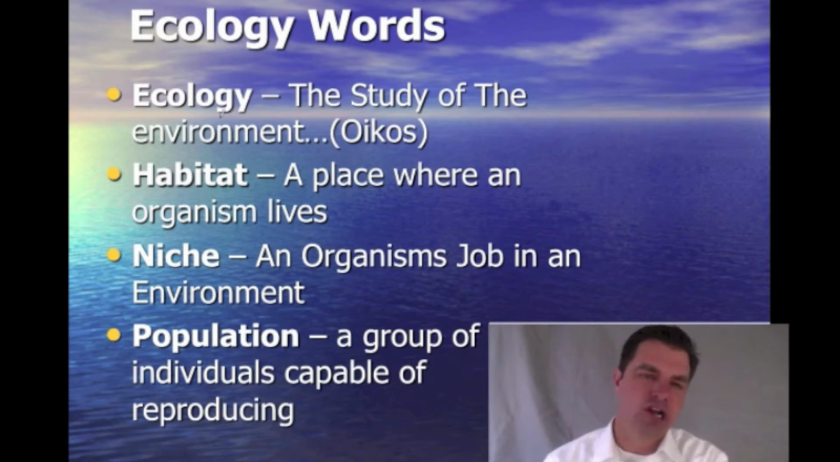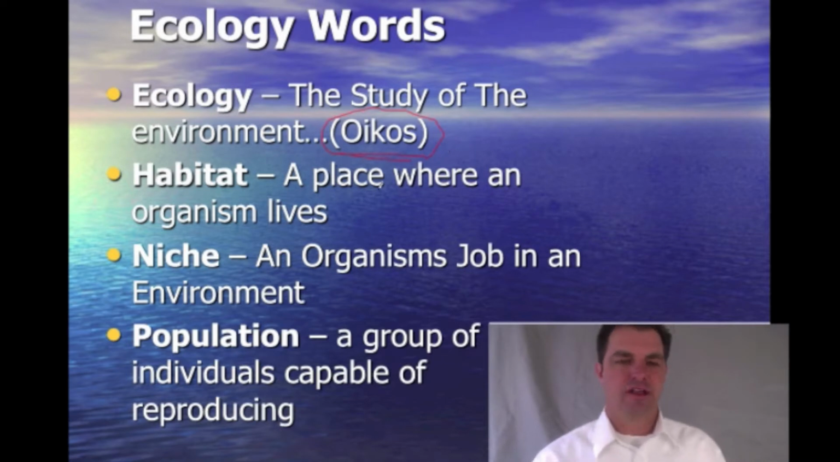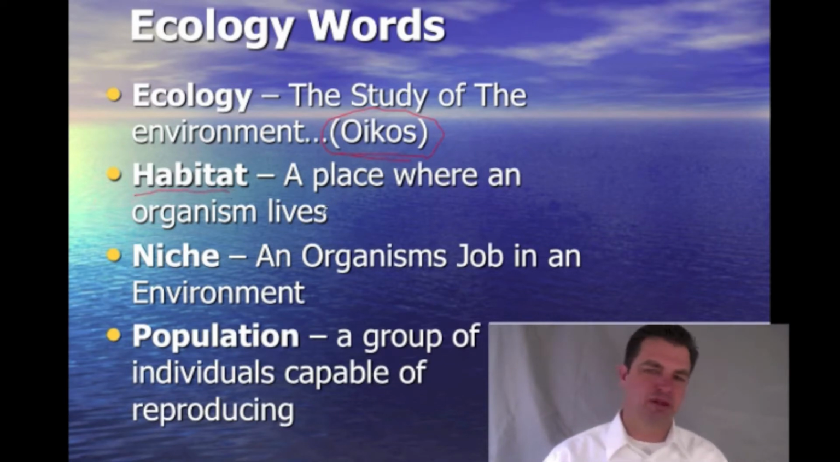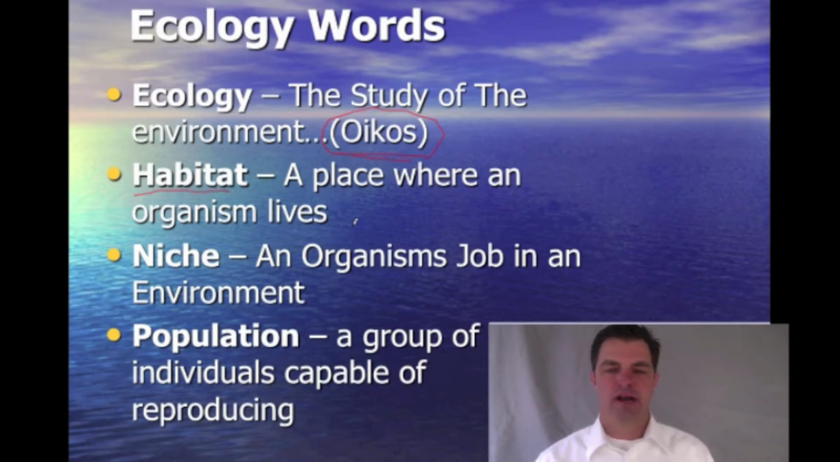First of all, the term ecology comes from the word oikos, which basically means the house or the environment. So ecology is the study of the environment. And probably a term you've heard before, the word habitat is simply a place where an organism lives, sort of a general term to describe where an organism lives, including humans. So all these terms can really be applied to humans as well as plants and fungi and other things like that.